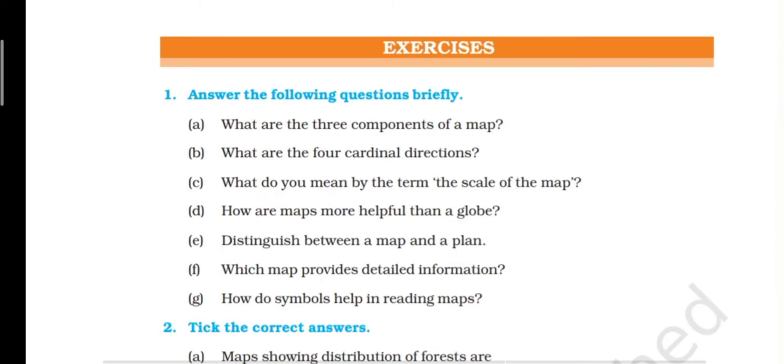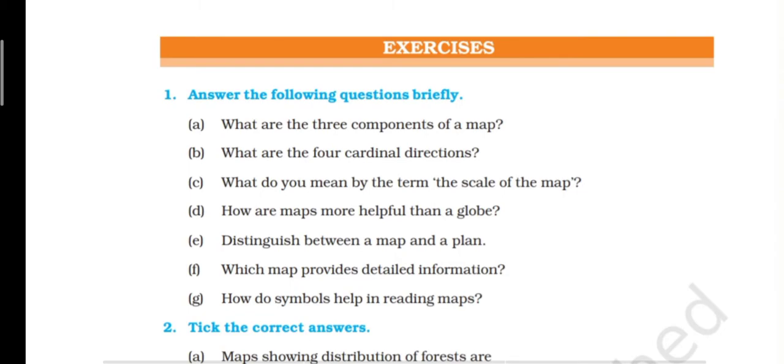Now question number D is, how are maps more useful or helpful than a globe? Maps are more helpful than a globe in the following ways. There are 3 points in total. Globes are useful when we want to study the earth as a whole. So if we want to study the continents and oceans, then globes are useful. But if we want to study only a part of the earth, for example one particular continent or one particular country or state, then maps are more useful.